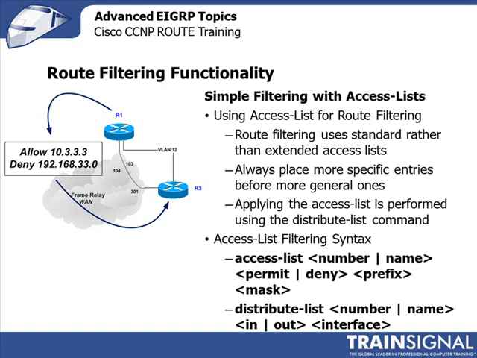Make sure you apply the access list using the distribute list command under the EIGRP routing process. The syntax is very simple. Access list, the number or name, permit or deny, the prefix or network, and the mask. That's the access list definition. For the distribute list, you put in distribute list, the number or the name of the access list, in or out, because you can filter incoming updates or outgoing updates, and then whatever interface is involved.